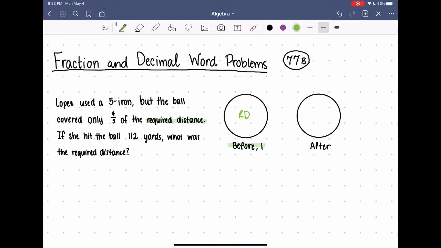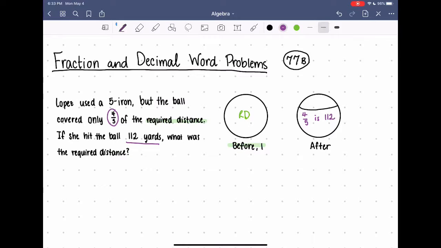And then we know that the ball covered 4/5 of that total required distance. So 4/5 is my fraction. And on the second part of my diagram, I will draw that fraction in. And because I know that 4/5 is more than a half, I'm going to make it a little bit bigger than a half of this circle for my fraction here. So I'm going to put that 4/5 over here. And I know that 4/5 of the total amount was 112 yards. So I can say that 4/5 is 112. Because I know that 4/5 of that total required distance is 112 yards.